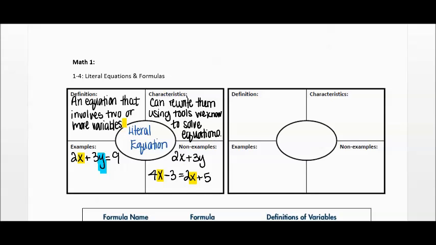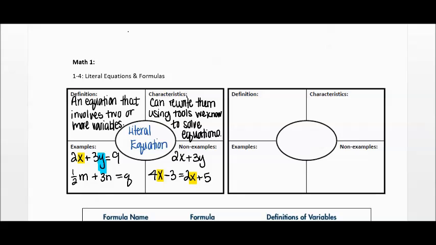And it doesn't have to just be x and y. It could be anything. It could be 1/2 m plus 3n equals q. There's the one with 3 variables.